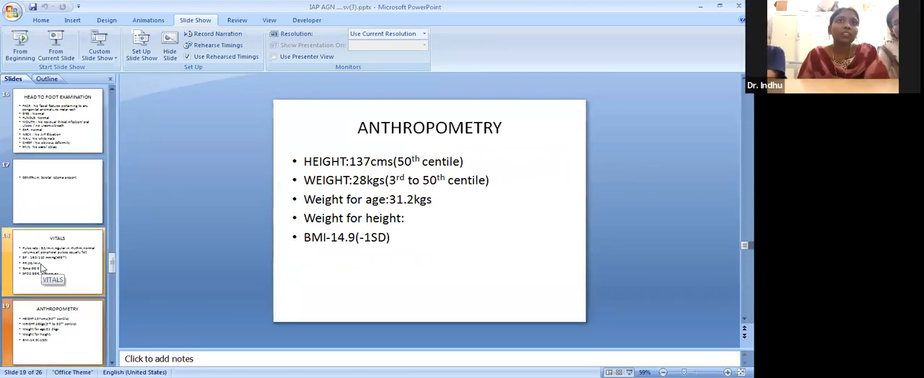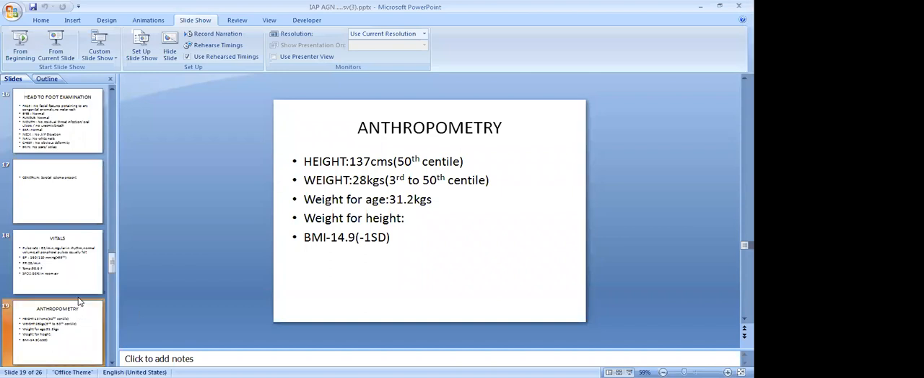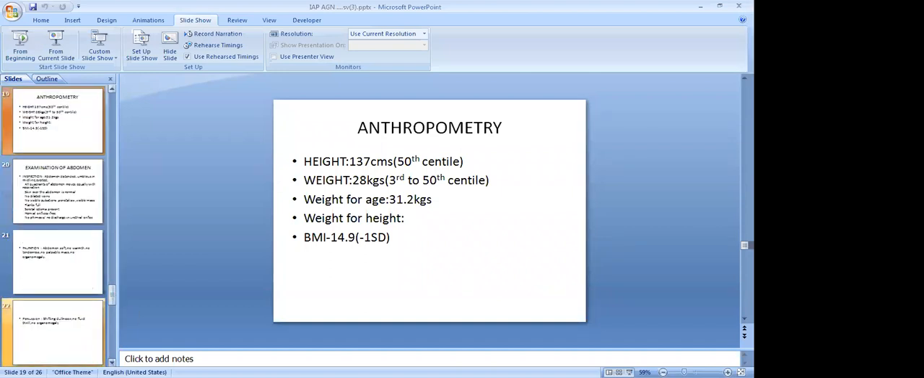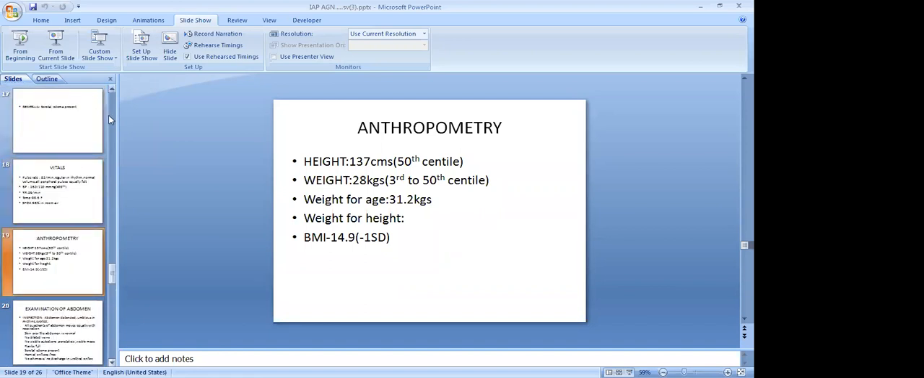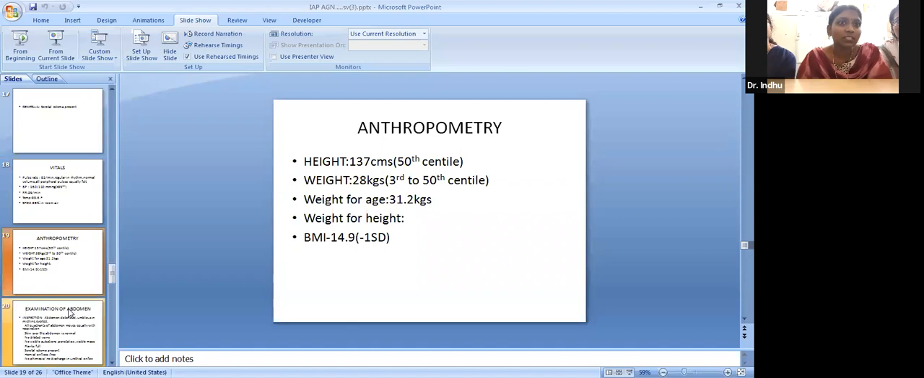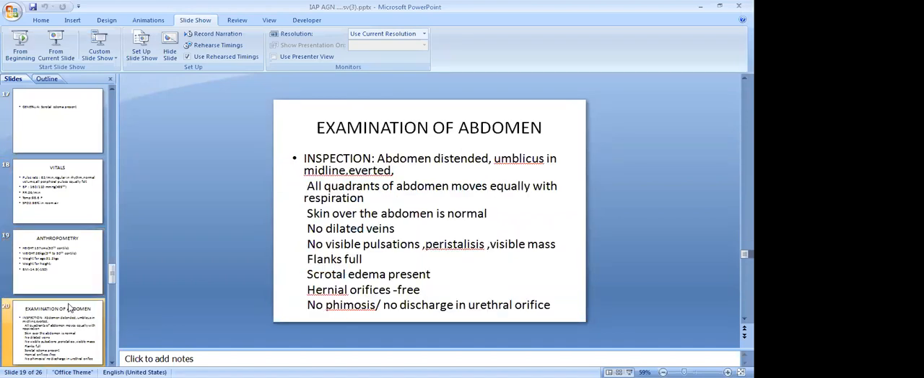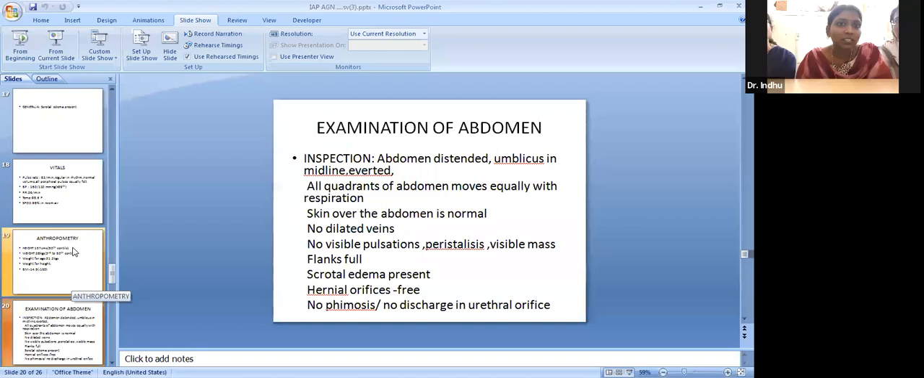Anthropometry: height 137 centimeters, falls on the 15th centile, weight 28 kgs, comes at the 15th centile, weight for age 31.2 kgs, BMI 14.9. So what is the impression from anthropometry? Weight. You feel the child is thriving well or not? What do you interpret? You feel the child is thriving well? Yes, sir. Okay, go on.